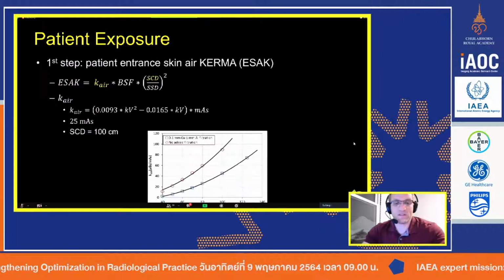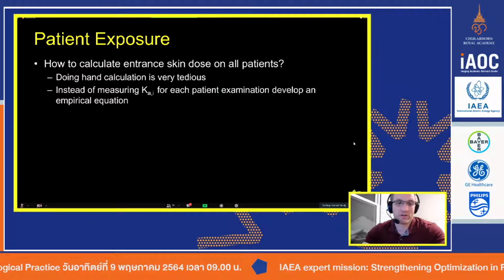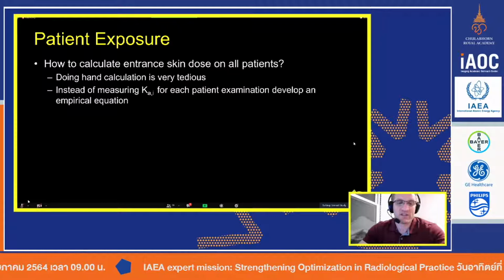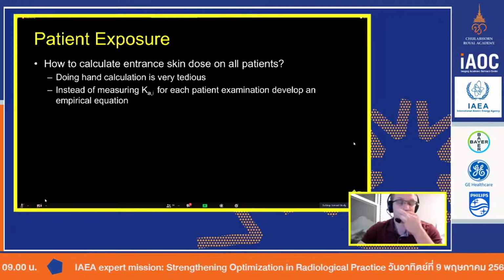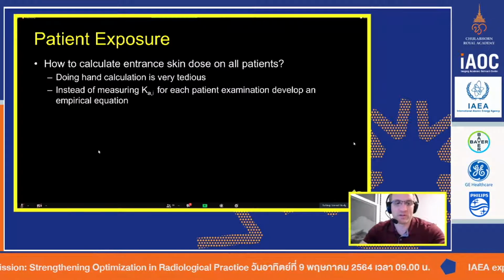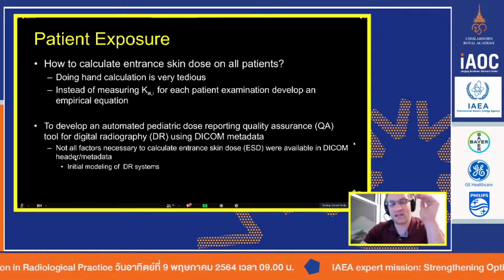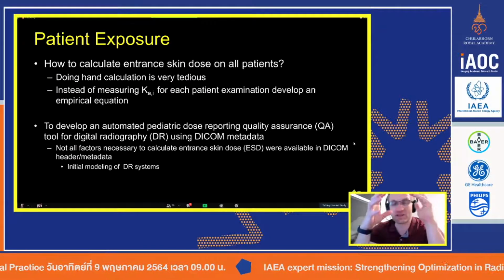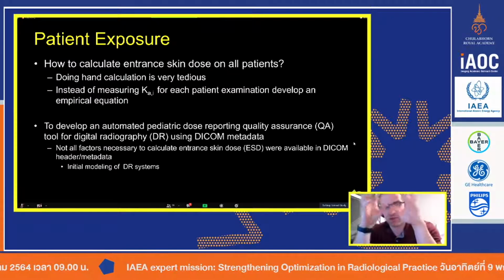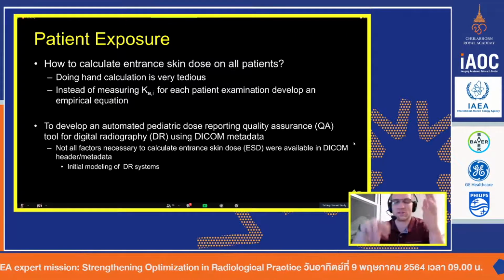I gave you the citation for a paper I wrote back in 2014, and if not, I'll make sure I get that out. It goes through all of the detail. What we're going to do here is develop a way to do this using the metadata in the images. Instead of having to do physical measurements on each patient, all we need to know is some of the information in the image itself, the metadata: kV, mAs, source to image distance, that kind of stuff.